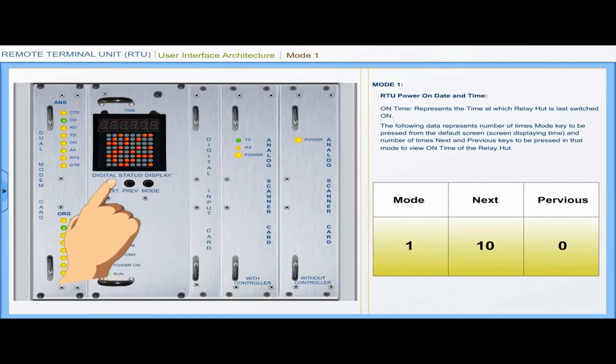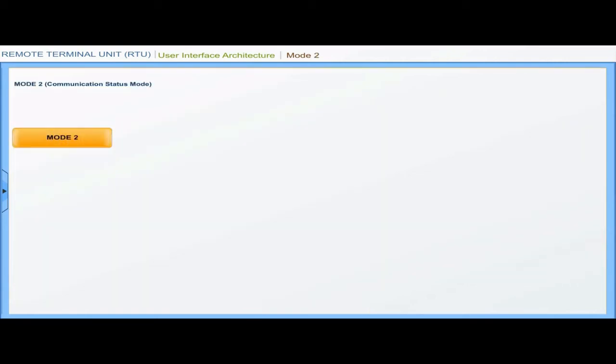Mode 1, next 10, previous 0, display on 7 segments look like after a time delay of 3 seconds, 7 segments represent on time in hour, minute, second format.